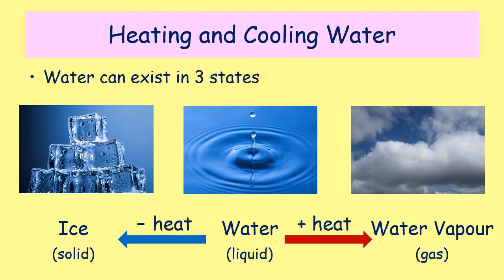Now, if we want to form ice from water, we cool it down, we remove heat energy from it. If we want to turn water into the gas form, we heat it up. We give it heat energy. So water turns into ice by cooling it down. Water turns into water vapor by heating it up. And we call those processes freezing. If we turn a liquid into a solid, we call it freezing. If we turn a liquid into a gas, we call it boiling.